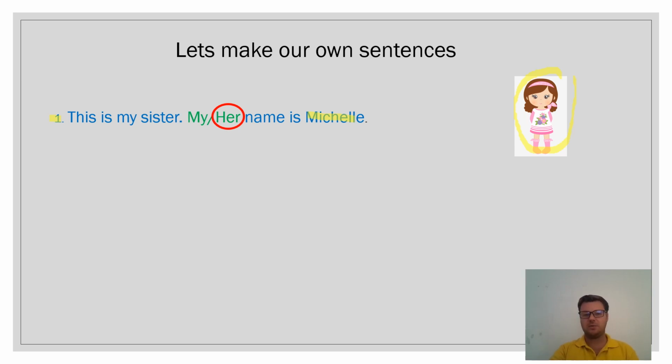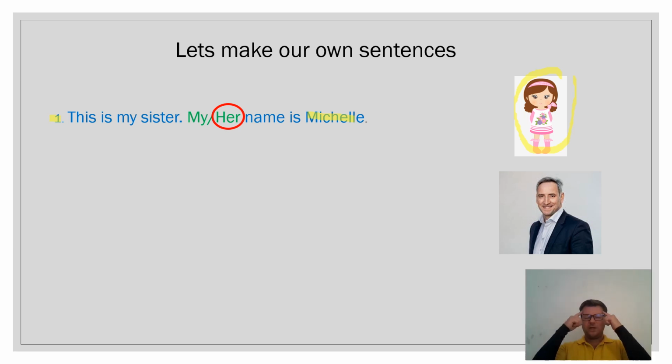Let's try another example. Look at this picture. What can we see? We can see a man, a boy. So let's remember a man, a boy, pronoun, he, possessive adjective, his. It's a man, it's a boy, his.